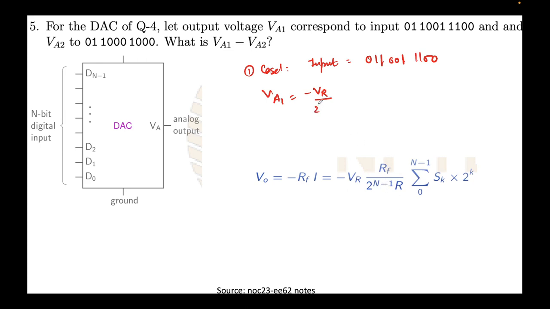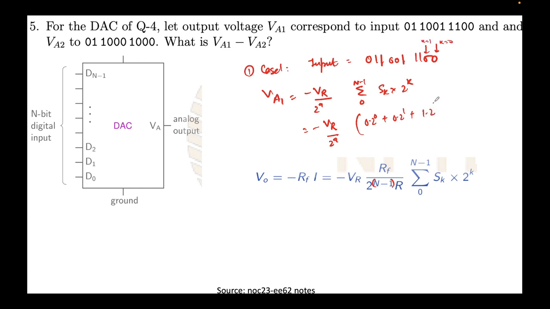So 2 raised to the power 9, because 2 raised to the power n is 10, so 2 raised to the power 9, sigma from 0 to n minus 1 of sk into 2 raised to the power k. Now let's see which of the switches are closed, that is, which of the switches are 1. So I can write it as minus Vr over 2 raised to the power 9. We see the zeroth switch is closed. All right, so we'll get 0 times 2 raised to the power 0 plus 0 times 2 raised to the power 1, when k is 1. So this is k equal to 0, k equal to 1. For k equal to 2, we'll get 1.